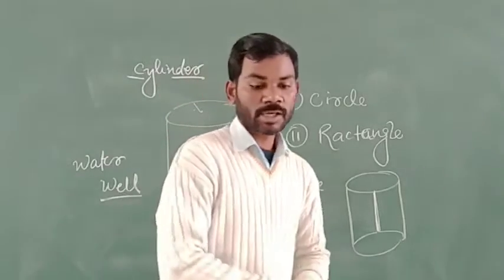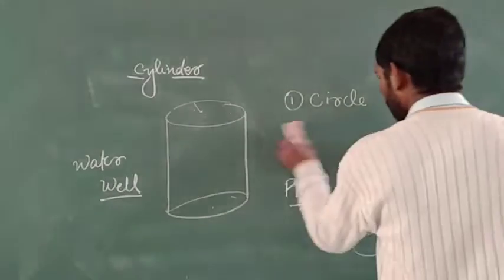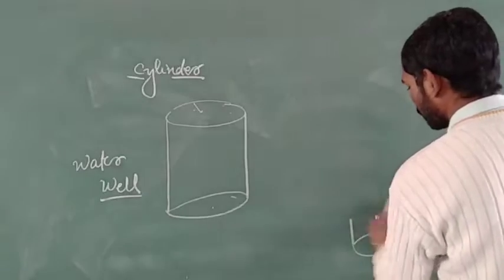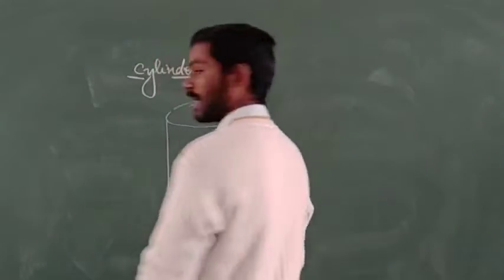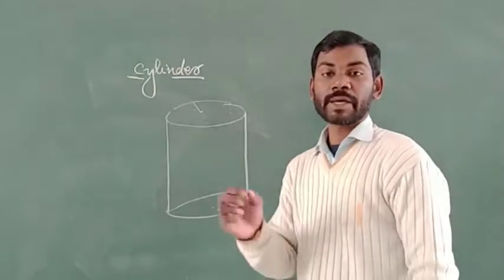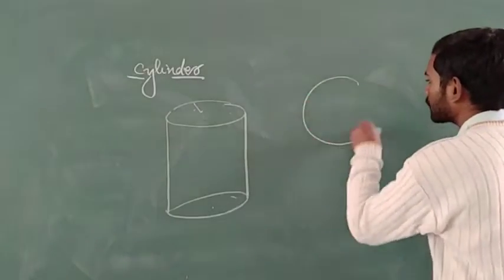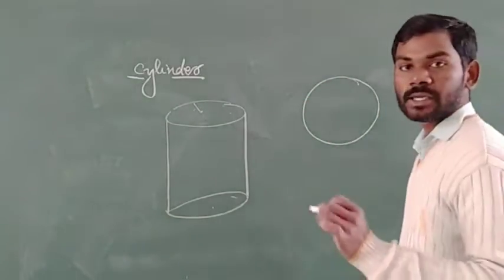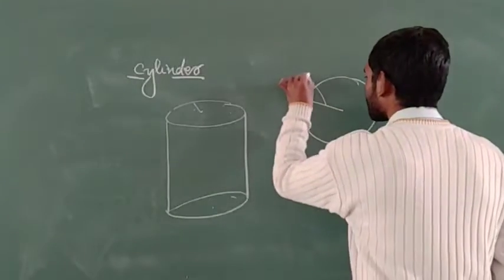So let us start with the volume and the surface area of the cylinder. In order to find the volume and the surface area of the cylinder, first of all we have to see which type of mathematical elements are found here. As we know, if we have a circle, then the circle has a very important element which is called its radius.